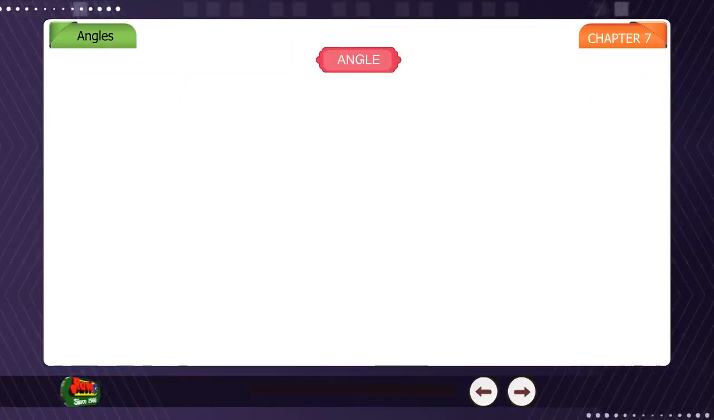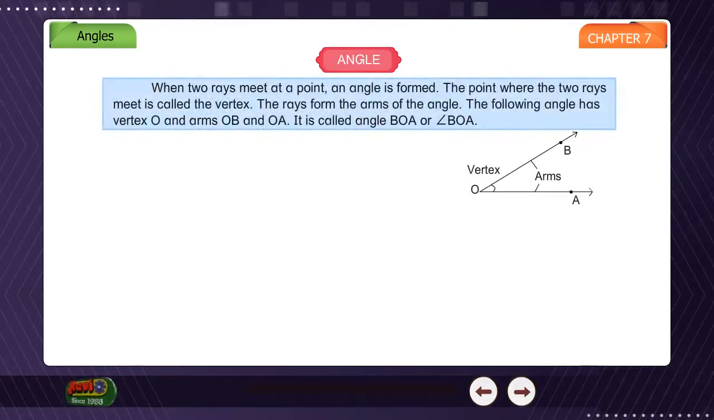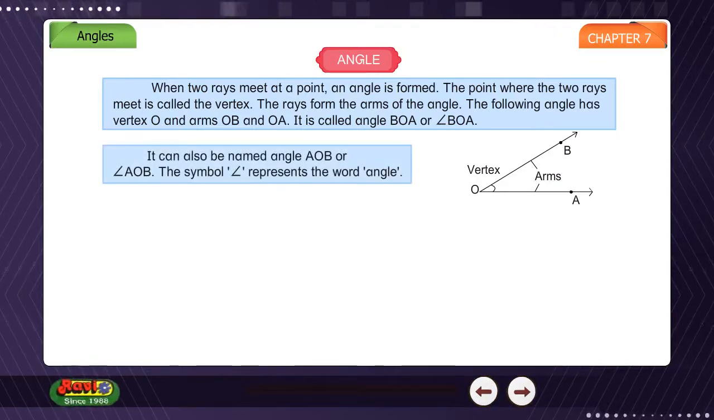Angle. When two rays meet at a point, an angle is formed. The point where the two rays meet is called the vertex. The rays form the arms of the angle. The following angle has vertex O and arms OB and OA. It is called angle BOA. It can also be named angle AOB.